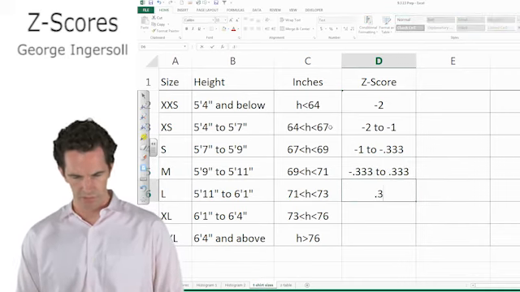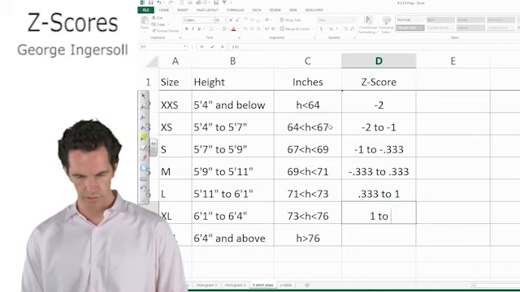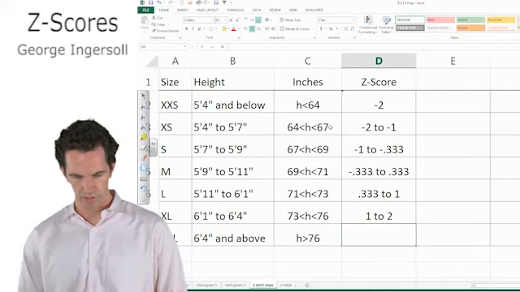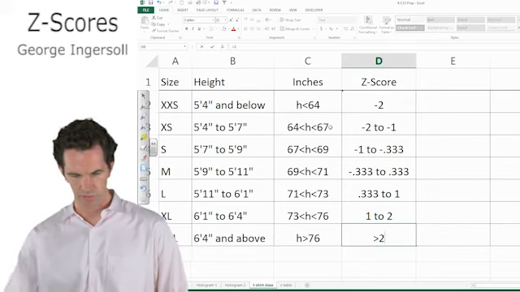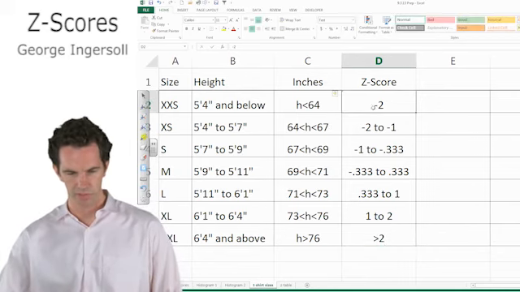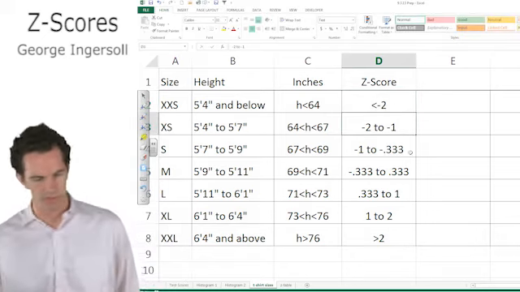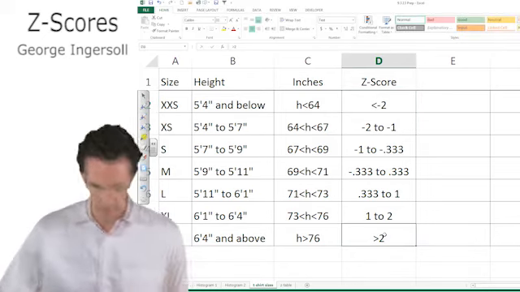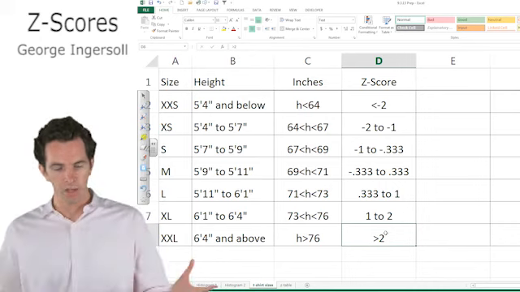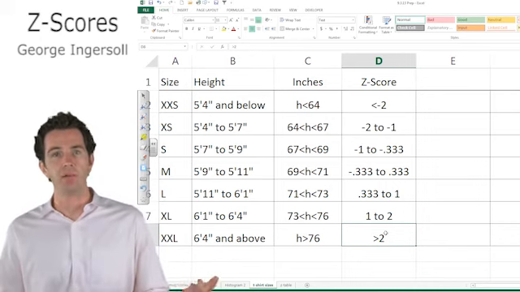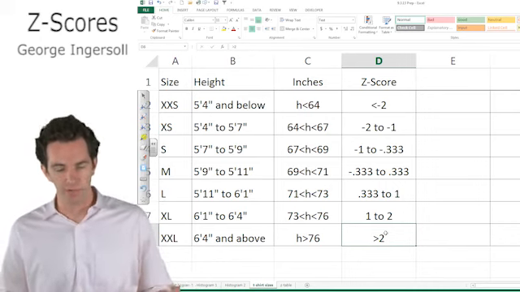Now from +0.333, and now we're back dealing with whole numbers, to 1, 1 to 2, and this is actually greater than 2. I should have had that up here as well. This should be everything less than -2 standard deviations. So now this is everything greater than 2 standard deviations from the mean. All right, now we've got our z-scores, and now we can use the z-table to find out our values.